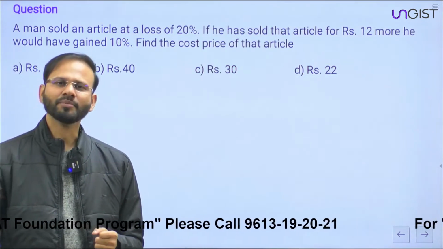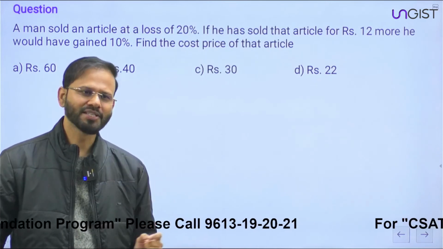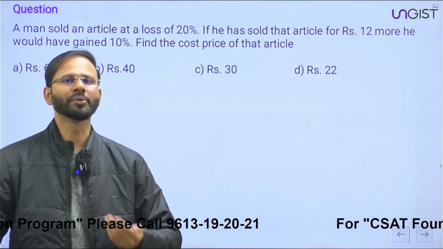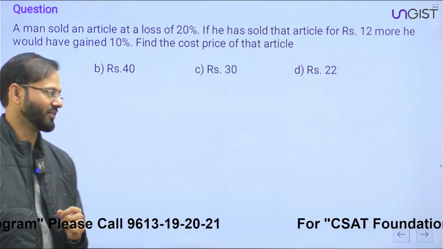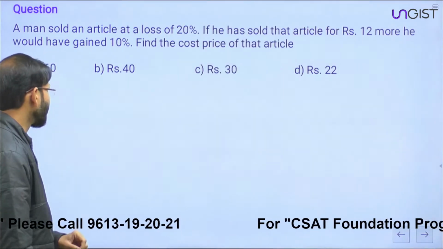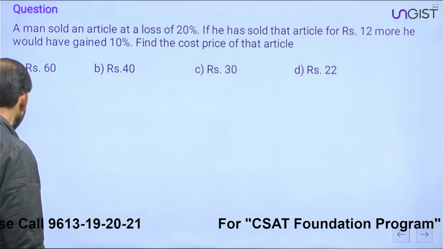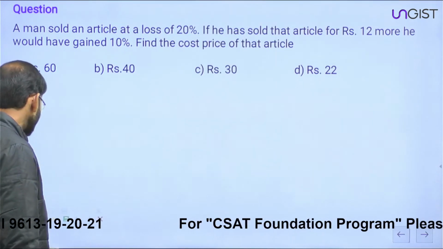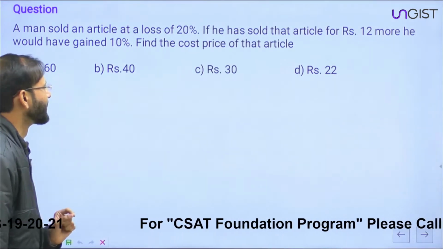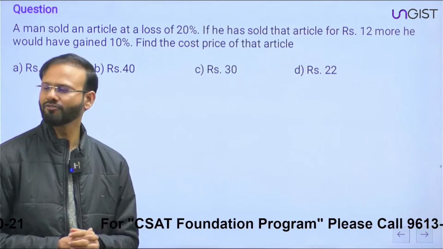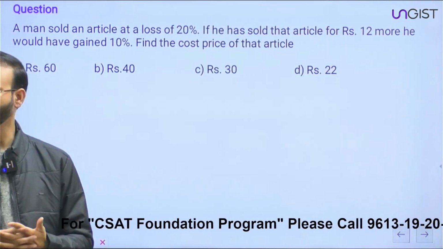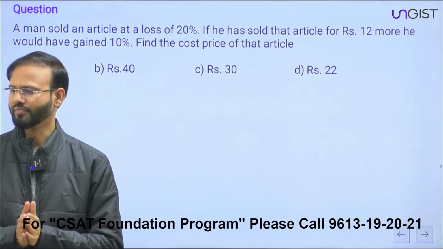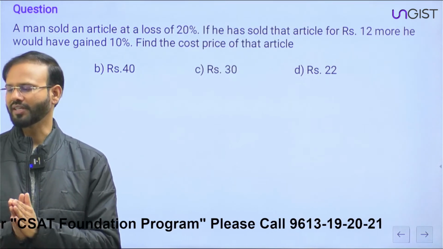So everyone, just read this question once and try to comprehend it, right? The question is saying a man sold an article at a loss of 20%. If he had sold that article for ₹12 more, he would have gained 10%. Find the cost price of the article, right?